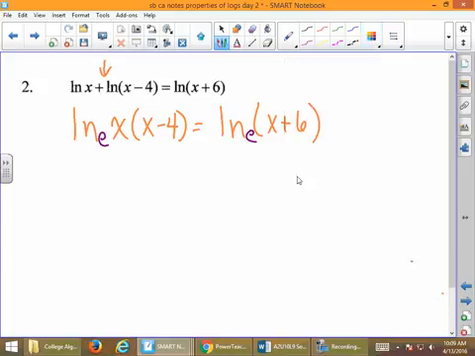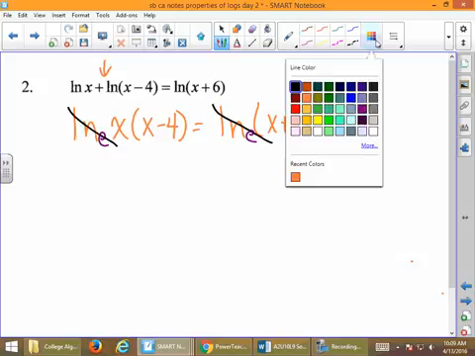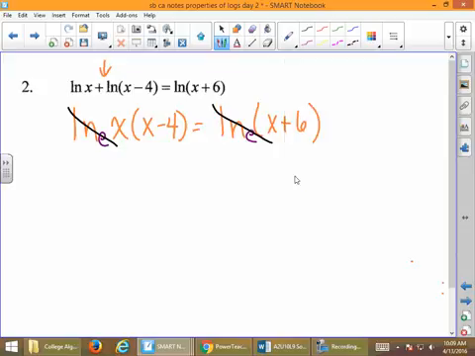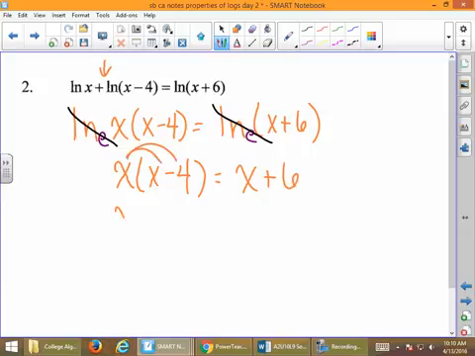And now what happens is we've got ln on the left, ln on the right. That's not going to help us to solve. We're looking for common bases, so we need to work with the part where we have a variable. The bases are already the same. We're going to distribute. We'll get x squared minus 4x equals x plus 6.